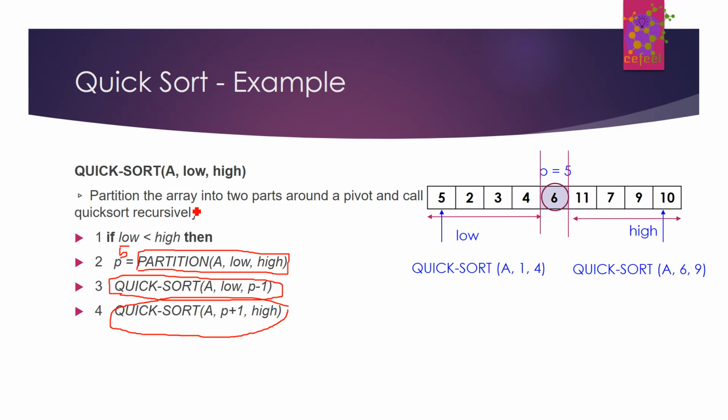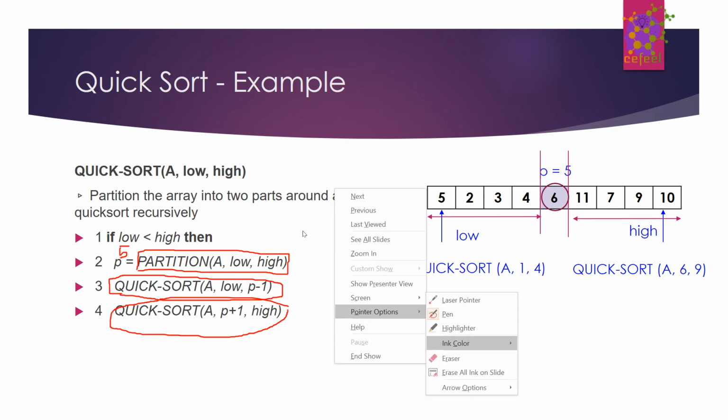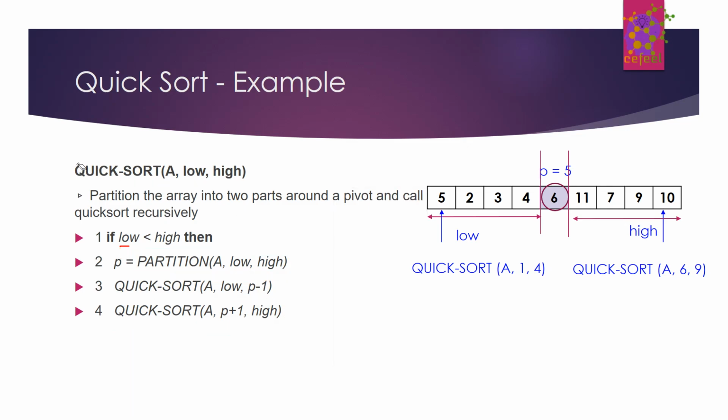So what will happen once these recursive calls are made? This will trigger another iteration of the algorithm. What quicksort A 1 4 will do now is it will again call A and pass 1 here and 4 here. So low will become 1 and high will become 4, and then low and high are compared in step 1, which means we still have at least 2 elements in the array. This is just to check.